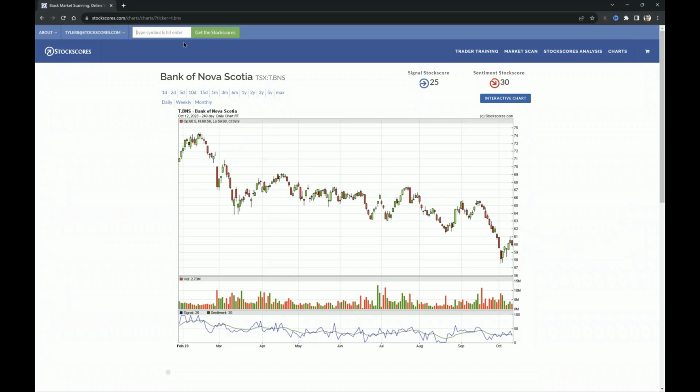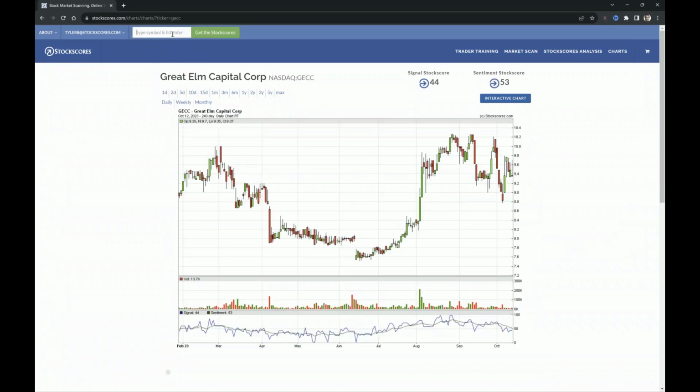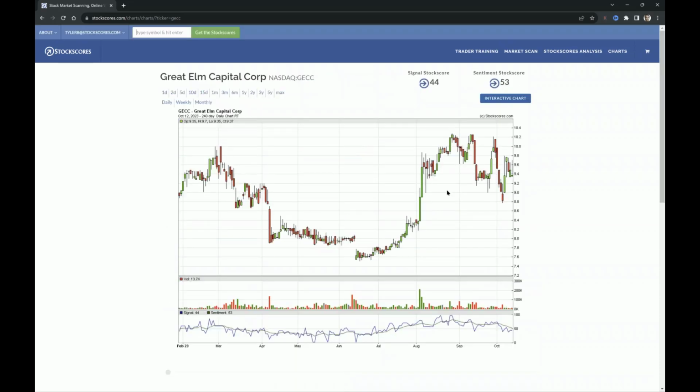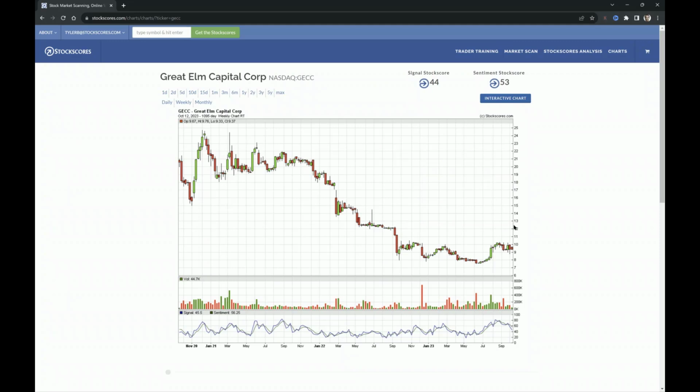All right, let's try this GECC, which apparently pays a 20% dividend. I'm just looking here to check that out. Dividend is 14%, so not 20. The chart's a little choppy. Yeah, I don't know that that dividend is safe.